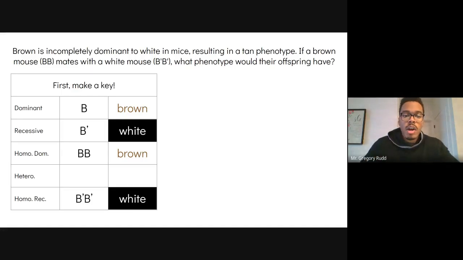Good, Rudy. All we need to do is take the dominant allele, which is just a capital B, and then we need to put it next to the recessive allele, which is a B prime. So there's your heterozygous genotype, B, B prime. Good job, Rudy.